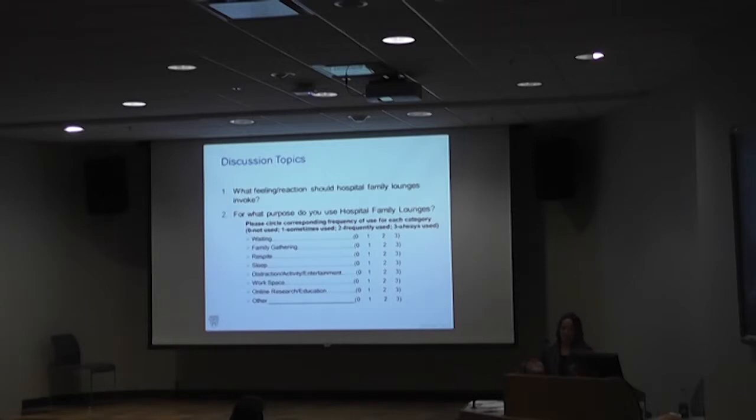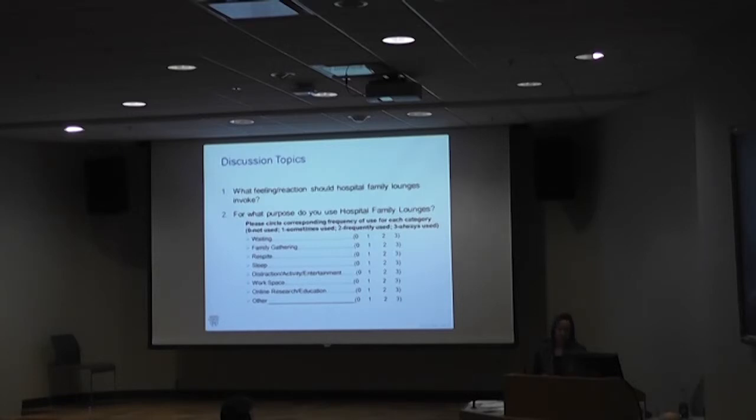So I've got a numbering scheme laid out, but there's also a key that explains it. For any one of these items, let's just pick on waiting. Do you use a family lounge for waiting? If you never use it for waiting, I would circle the number 0. If you sometimes use it for waiting, I would circle 1. And if you frequently use it for waiting, I would circle 2.